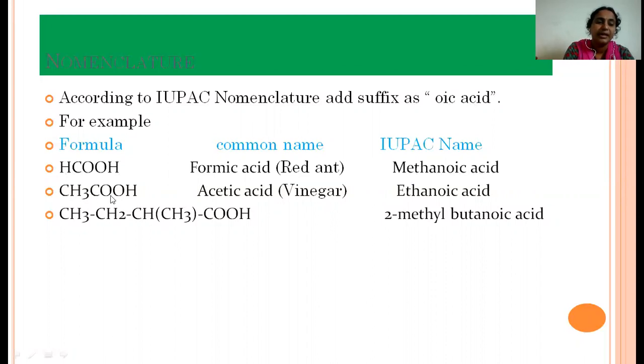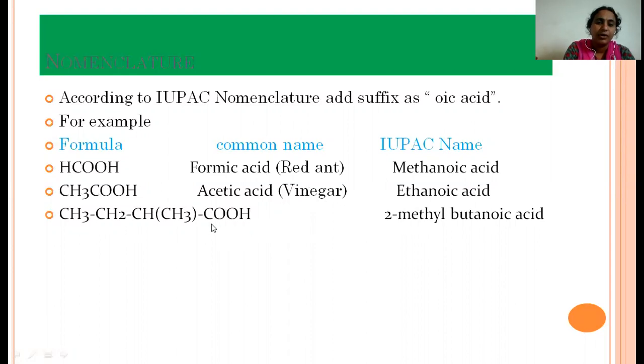Similarly, in this compound CH3COOH is present. For this compound, the common name is acetic acid. This is also called vinegar. In this compound, a total of 2 carbons are present. Whenever 2 carbons are present, the carbon chain name is ethane, and we add oic acid, so its name is ethanoic acid.